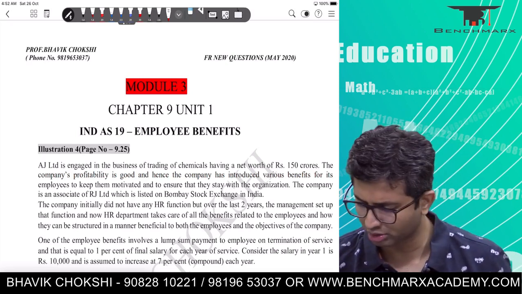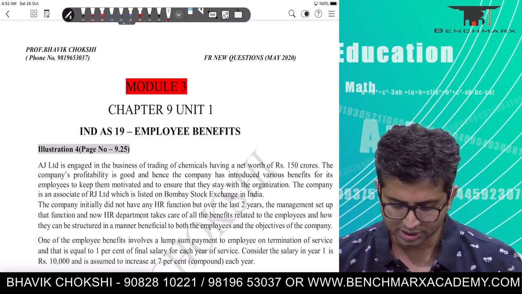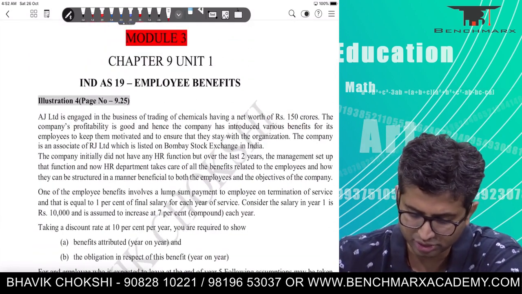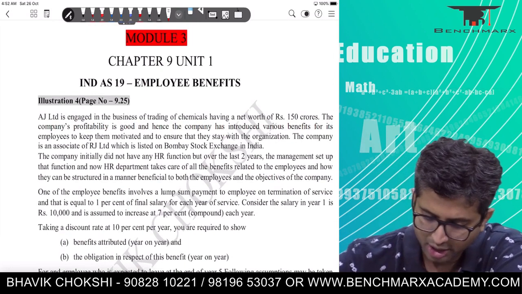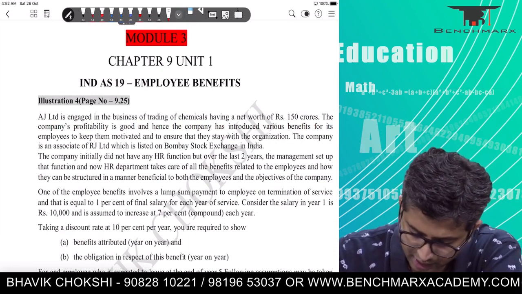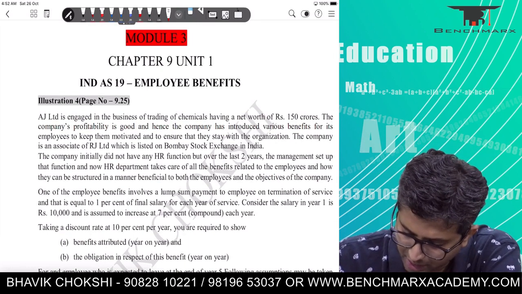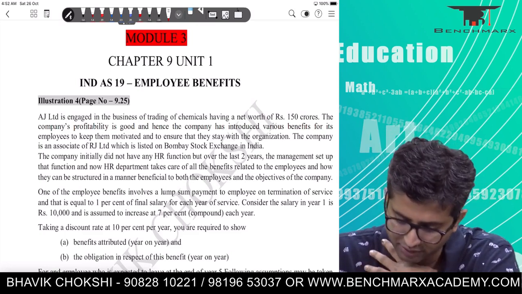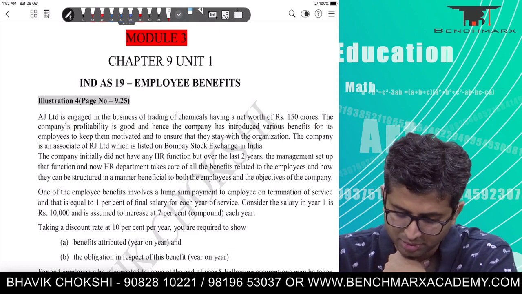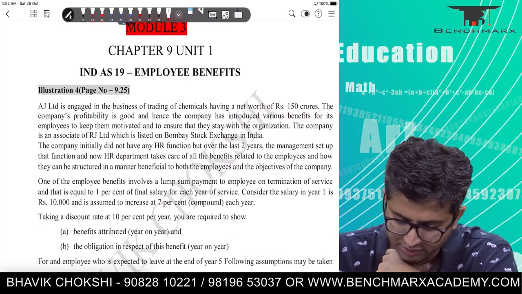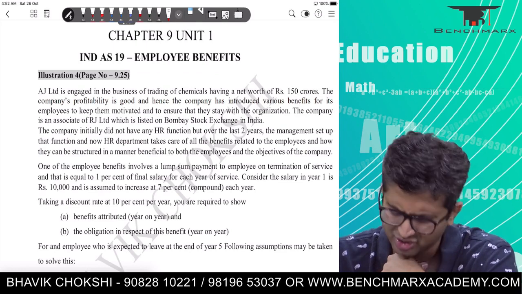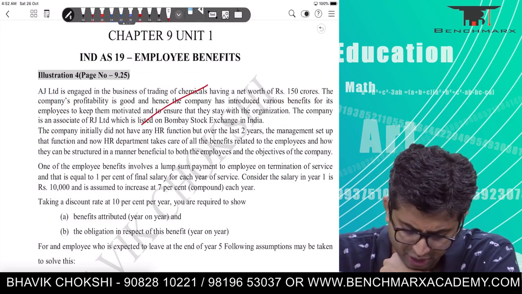So you should be on illustration number 4. This is on your page 32 of the additional sheet. Just quickly go through it. AJ Limited is engaged in the business of trading chemicals, having a net worth of 150 crores. The company's profitability is good, and hence it is introducing various benefits for employees to keep them motivated and to ensure that they stay with the organization. The company is an associate of RJ, which is listed on the BSE. It's just an introductory paragraph, nothing relevant over here.